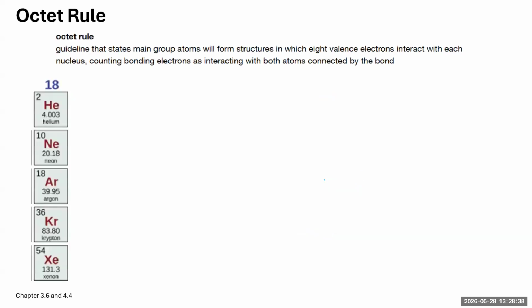All right. So again, the octet rule is, we went over this before, but just to reiterate, main group atoms will form eight valence electrons, in which eight valence electrons interact with each nucleus. Counting bonding electrons is interacting with both atoms connected by the bond. And that's a lot of words, a lot of vocabulary. Let's come back to this and we'll explore these ideas without going through the formal vocabulary. But let's take a look.